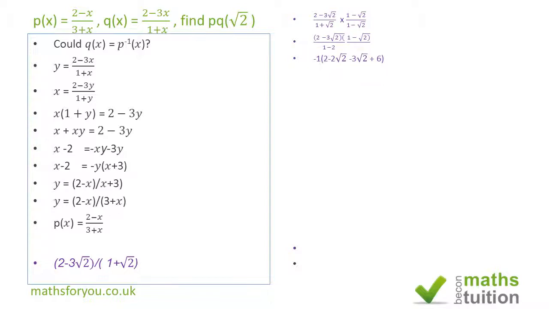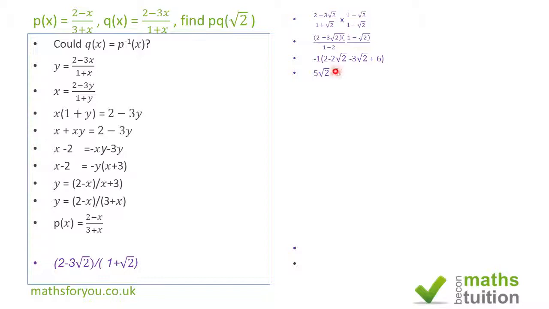And now we open up the numerator, we end up with this here. 6 plus 2 is 8. Minus 2 root 2 minus 3 root 2, you put together like terms, the answer is 8 minus 5 root 2. Now, because we got minus 1 here, the answer would then be 5 root 2 minus 8.